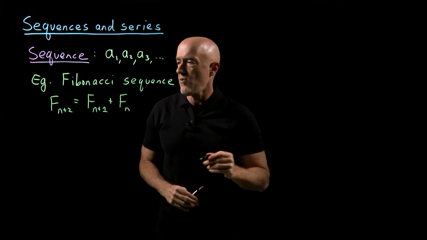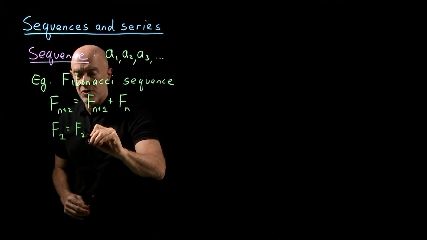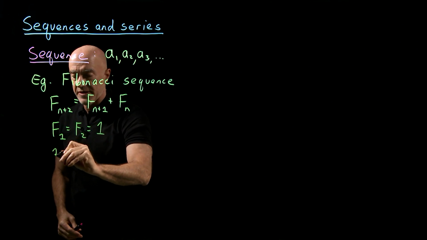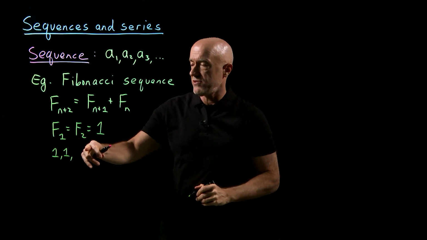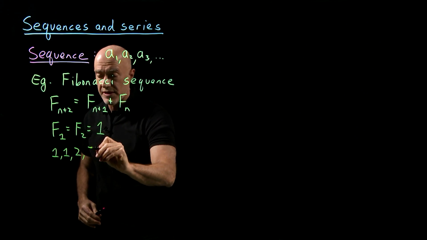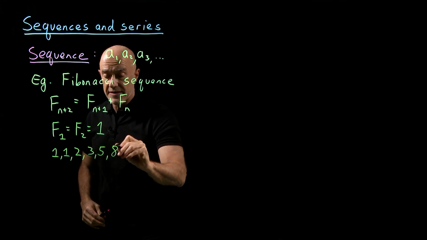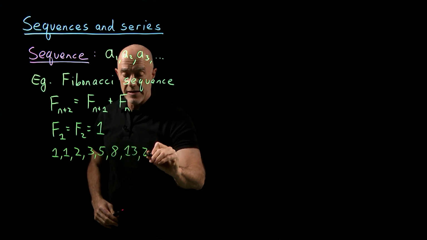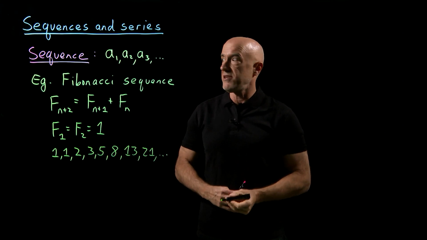We have to start somewhere. So we usually start with f sub 1 equals f sub 2 equals 1. And when we do that, then we have the first two Fibonacci numbers, 1, 1. The next one then is the sum of these two, so it will be 2. And then the next one is 1 plus 2 is 3. And then 2 plus 3 is 5. 3 plus 5 is 8. 5 plus 8 is 13, 8 plus 13 is 21, etc. So we end up with our Fibonacci sequence.